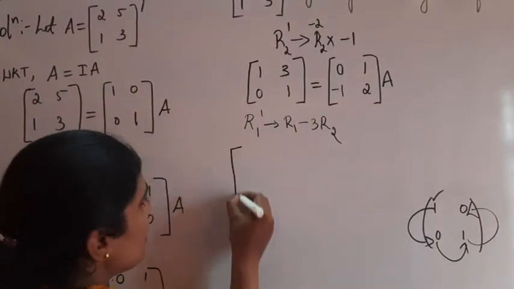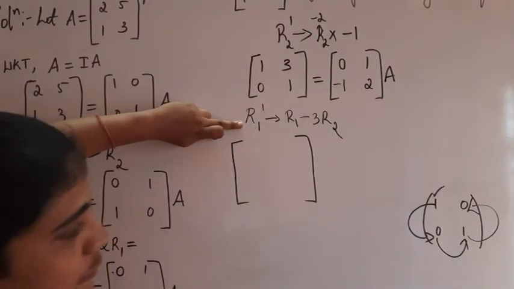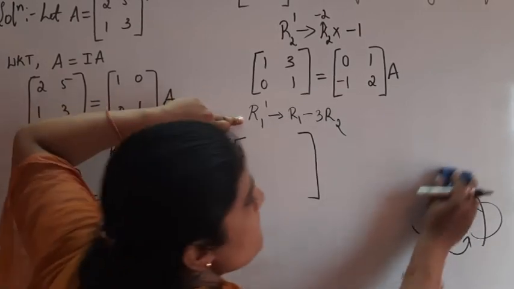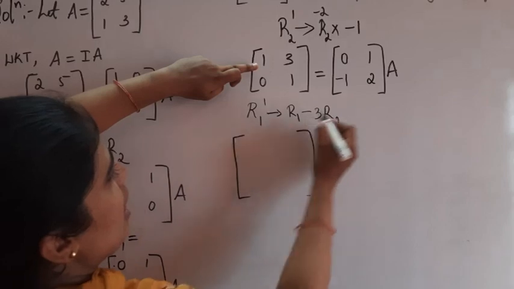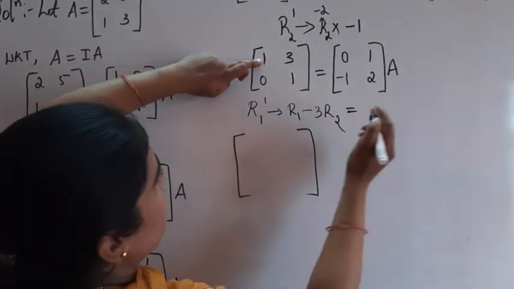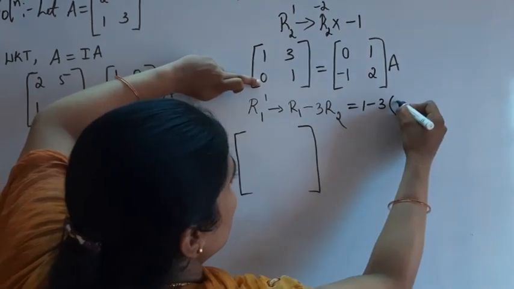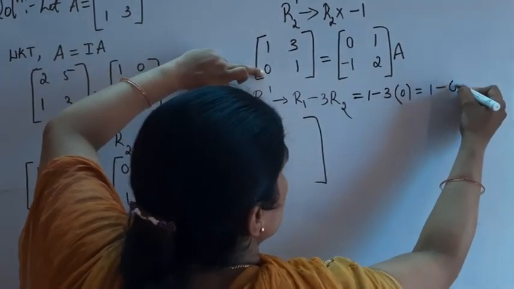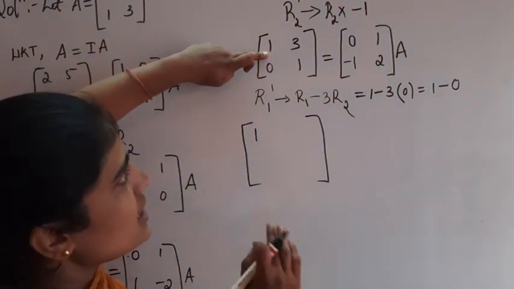So here we get the matrix. We are applying only for the first row. Write the second row as it is. See here, R1 is 1 minus 3 into R2. Corresponding R2 is 0. Here 1 minus 3 into 0 is 0. What is 1 minus 0? We get 1. So the first element is completed.